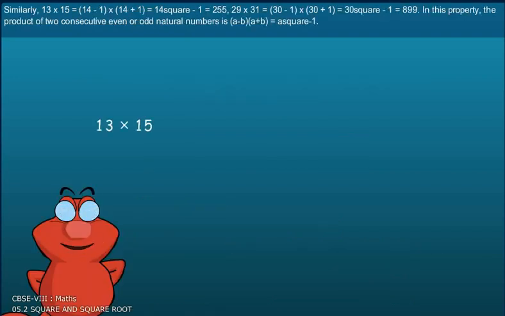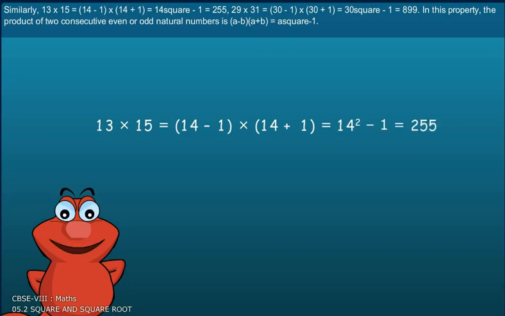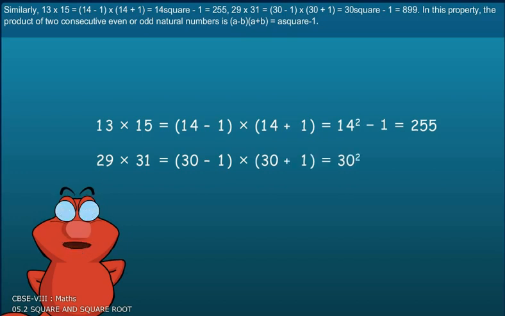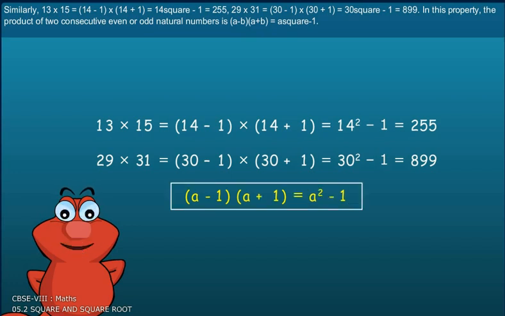Similarly, 13 multiplied by 15 is 14 minus 1 multiplied by 14 plus 1, which gives 14 square minus 1. That is equal to 255. 29 multiplied by 31 is equal to 30 minus 1 multiplied by 30 plus 1, which gives 30 square minus 1, 899. In this property, the product of two consecutive even or odd natural numbers, that is, a minus 1 and a plus 1, is equal to a square minus 1.